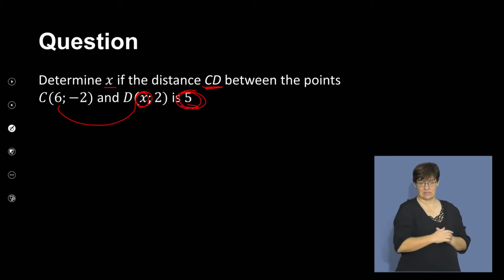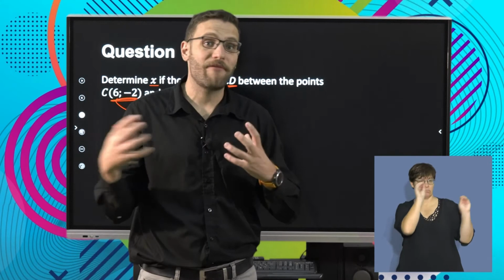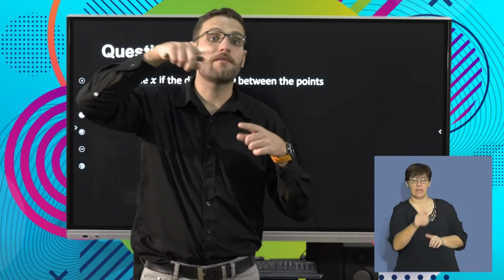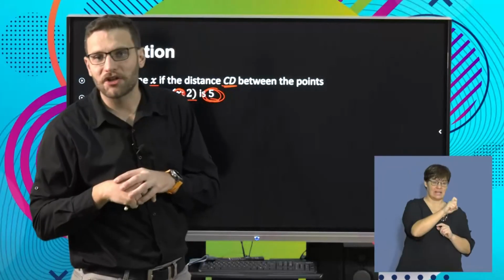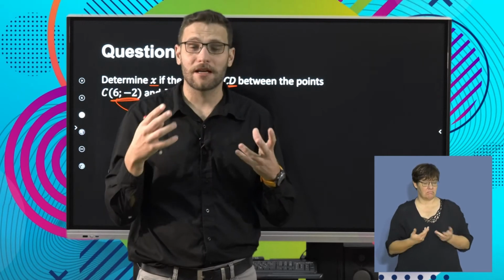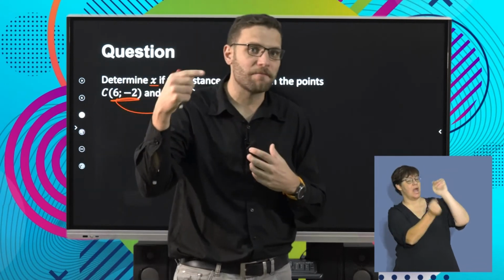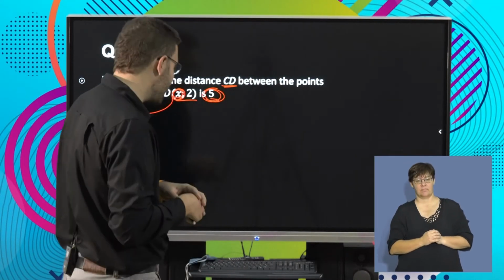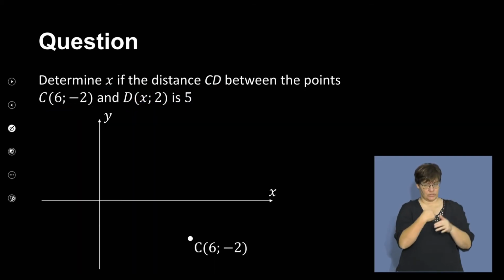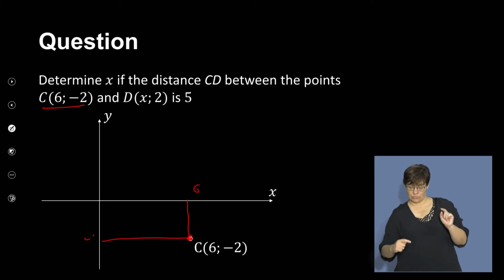Now, I have most of those 2 points, but I don't know what x is. And so this is just a simple equation. I just need to put everything in, put in the answer, and then work backwards and try to figure out what x is. What I always find very, very helpful in a question like this is drawing a sketch, trying to visualize what is actually happening in this question. And so what I've done is I drew a sketch, and I put C on the sketch. C is down here at an x value of 6 and a y value of minus 2.